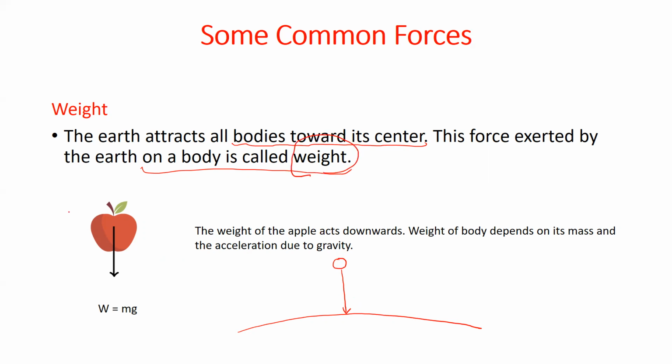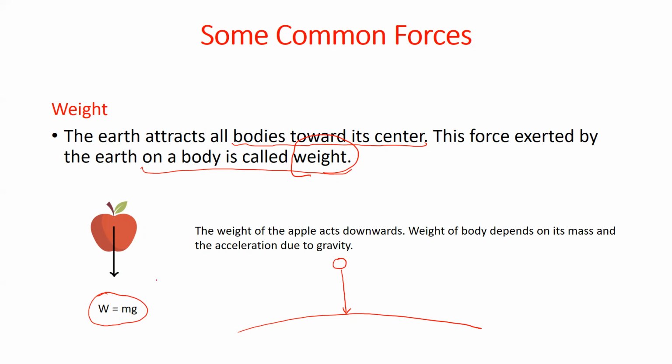Suppose this apple is there. Newton's famous observation, you remember, he saw an apple fall down from a tree. So why did the apple fall down from the tree? Because of its own weight. So weight is also a type of force, and weight depends on the mass.